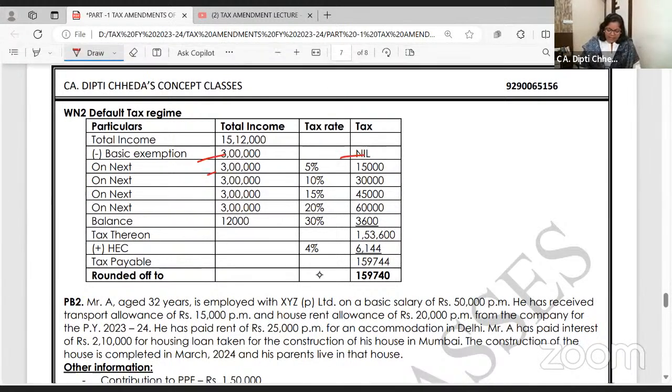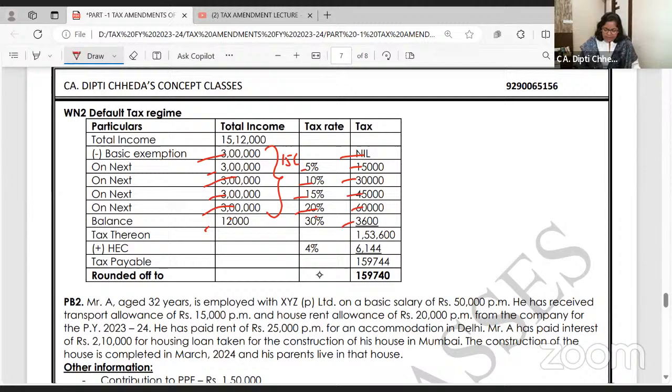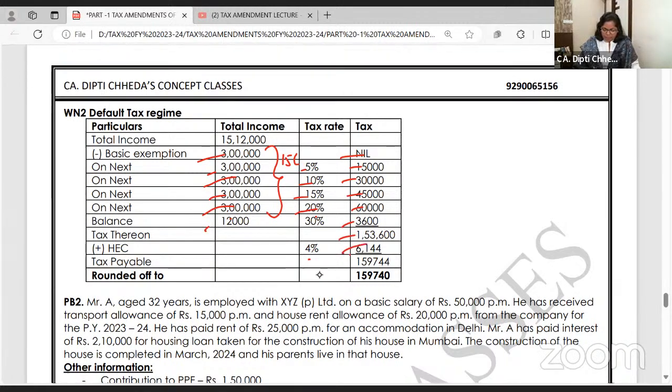First 3 lakh nil. Next 3 lakh 5%, 15,000. Next 3 lakh 10%, 30,000. Next 3 lakh 15%, 45,000. So 12 lakhs तक cover हो गए. Next 3 lakh 20%. Now till here I have already covered 15 lakhs. Above 15 lakhs, 12,000 pay 30%. That is 3,600. And on that 4% cess, and this is the tax rounded off to multiples of 10.